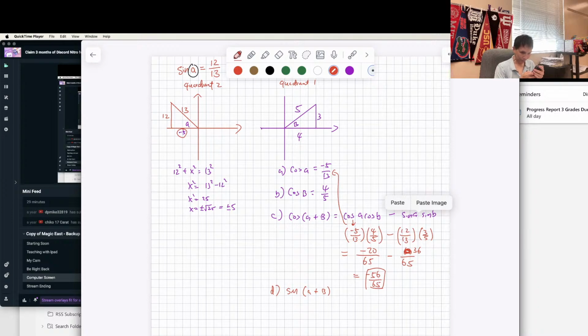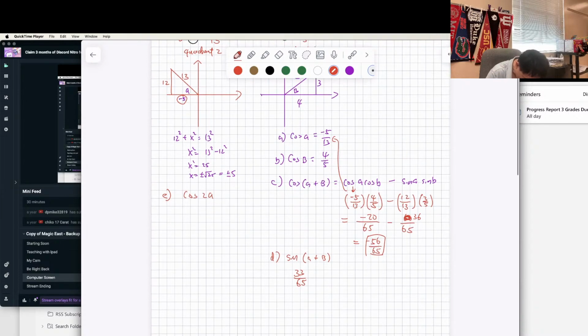What did you guys get? 33/65? Is this pretty easy? Okay, how about I ask you a hard one? How about cosine of 2A? What will be cosine of 2A? And also, what will be the tangent of A plus B?